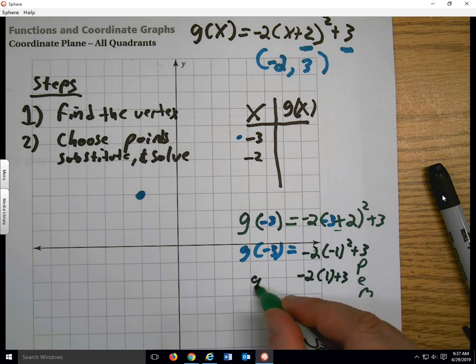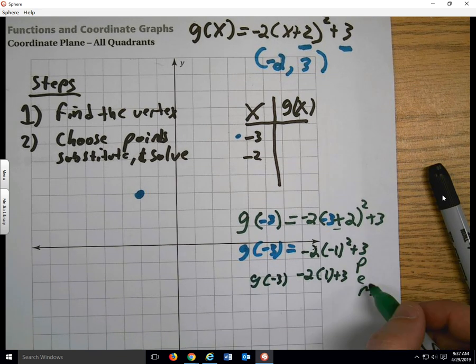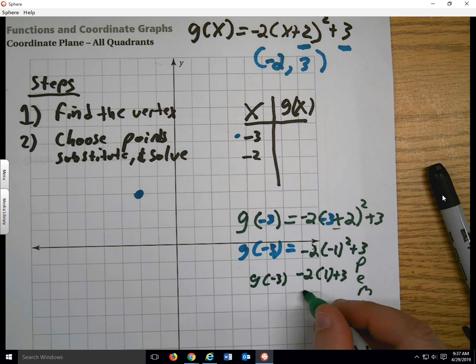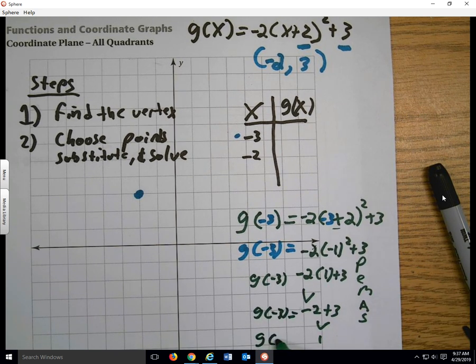Everything else just gets brought down. After exponents, we multiply. So -2 times 1 is -2. So if your input is -3, your output ends up being 1. I'll just bring this down.